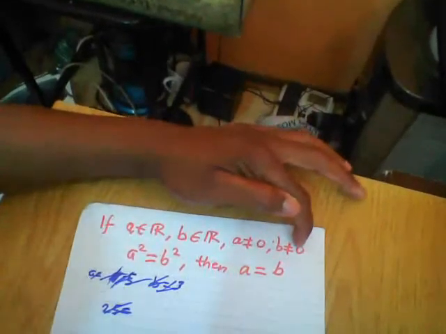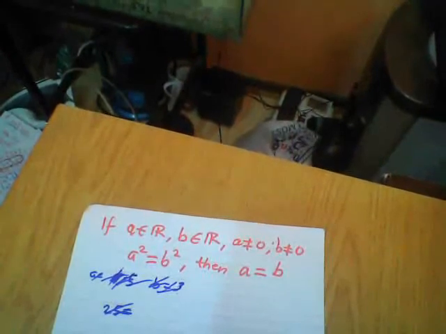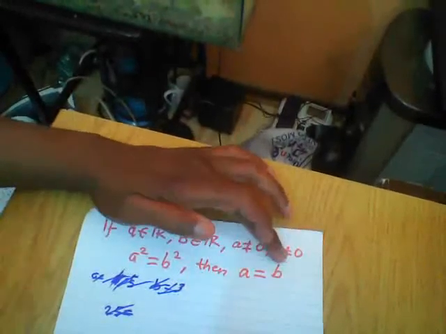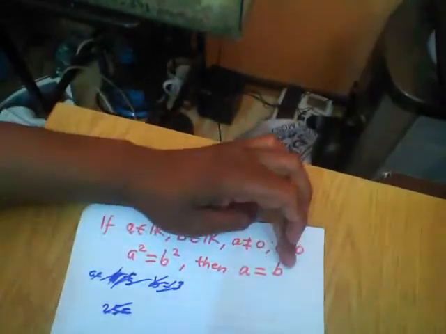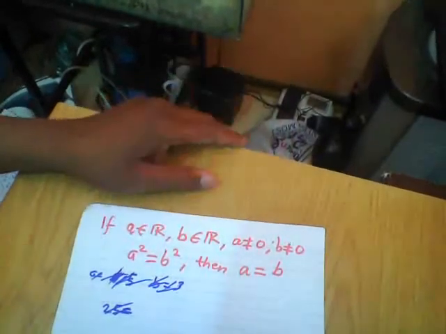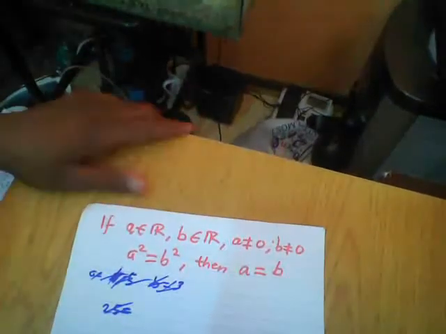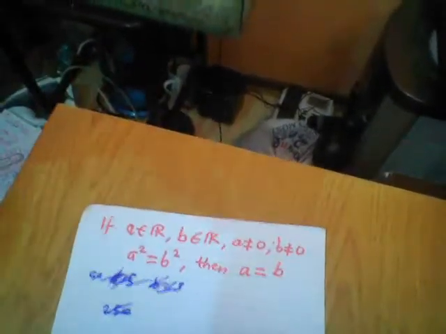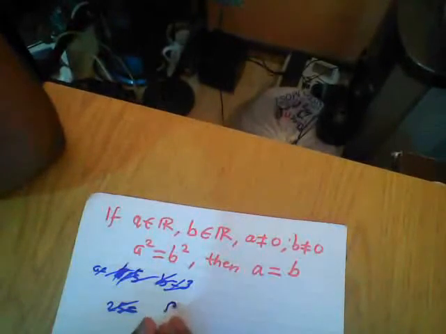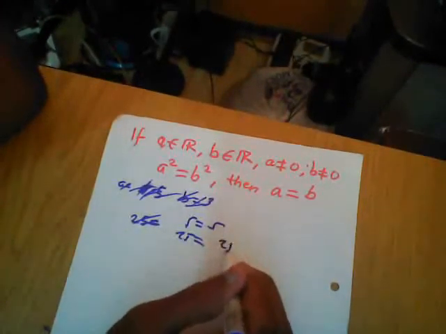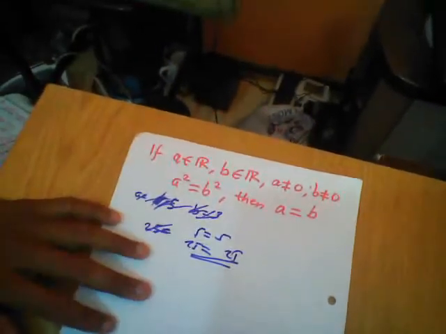Then, if A equal to B, then if A squared equal to B squared, then A equal to B. Or in other words, if A equal to B, then A squared must be equal to B squared, which is true. I think it's true, because if A equal to B, for example, A equal to 5 and B equal to 5, then if I square A, it's going to be 25, and if I square B, it's also 25, so they are equal.